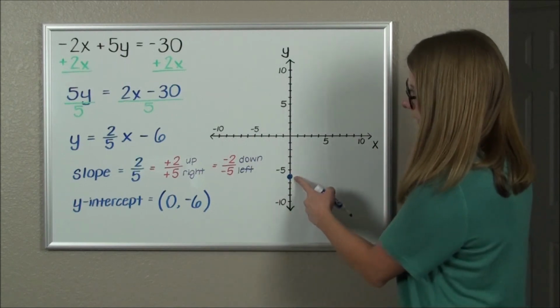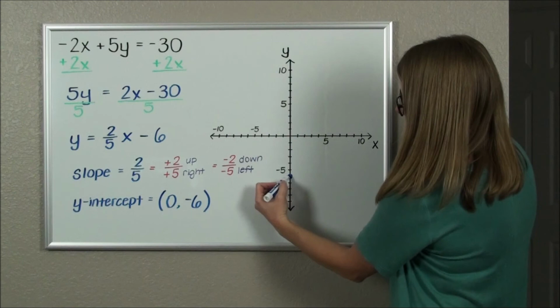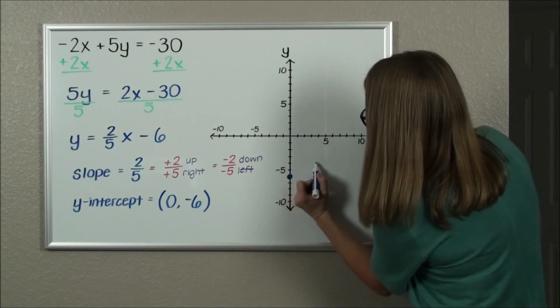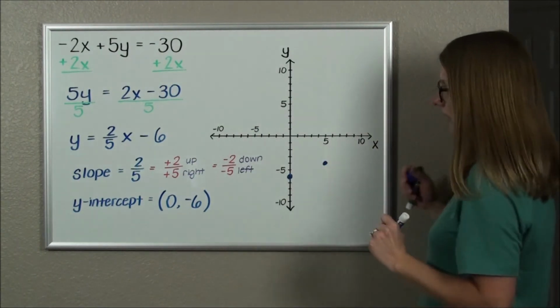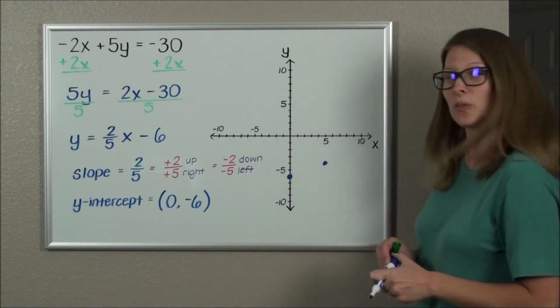From our initial point, let's try this first option first. Let's go up 2, right 5. So from this initial point, if I go up 1, 2, and to the right 1, 2, 3, 4, 5, I wind up right here. And with just those 2 points, I can get my equation, but I'm going to want extra accuracy.